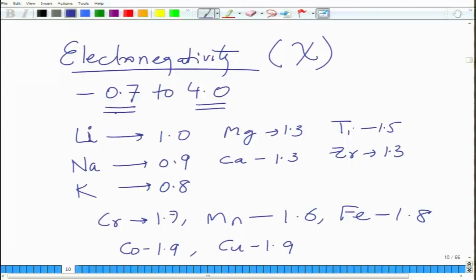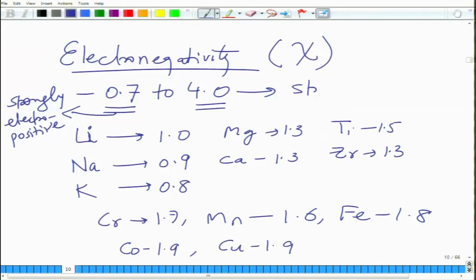So let me just define here, this is strongly electropositive, this would be strongly electronegative. So these are typical metals.